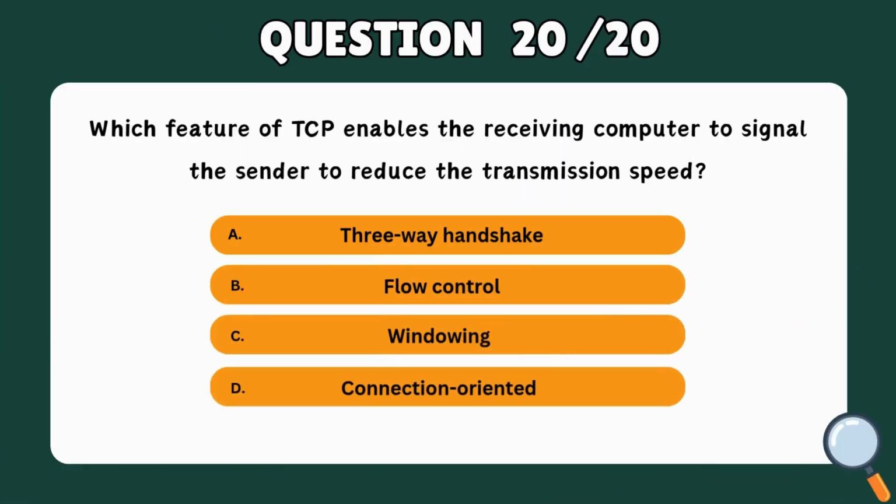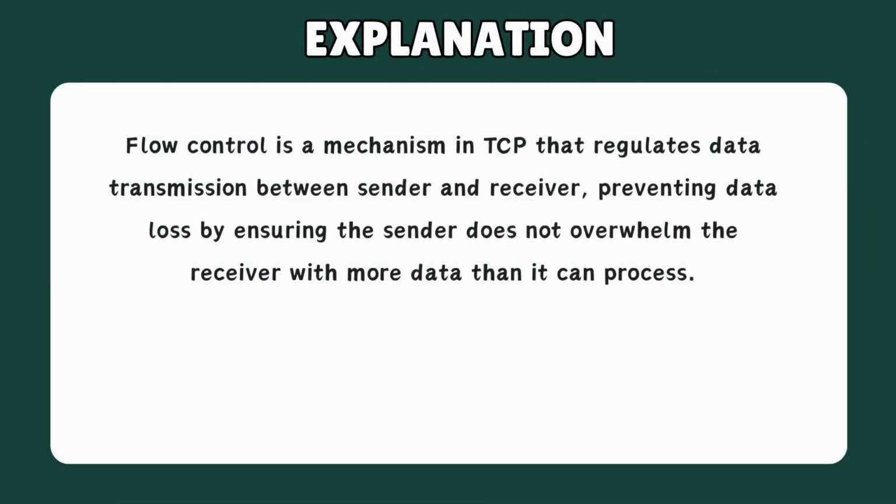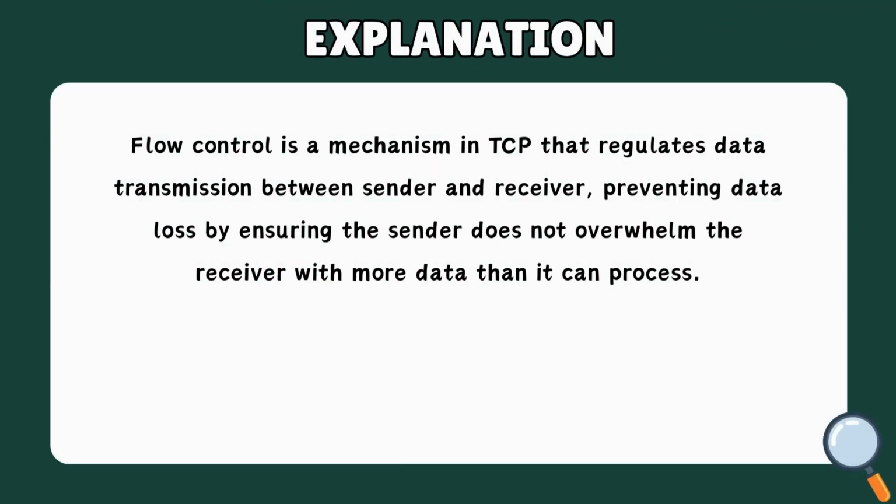Question 20. Which feature of TCP enables the receiving computer to signal the sender to reduce the transmission speed? A. Three-way handshake. B. Flow control. C. Windowing. D. Connection-oriented. Correct answer, B. Flow control. Flow control is a mechanism in TCP that regulates data transmission between sender and receiver, preventing data loss by ensuring the sender does not overwhelm the receiver with more data than it can process.